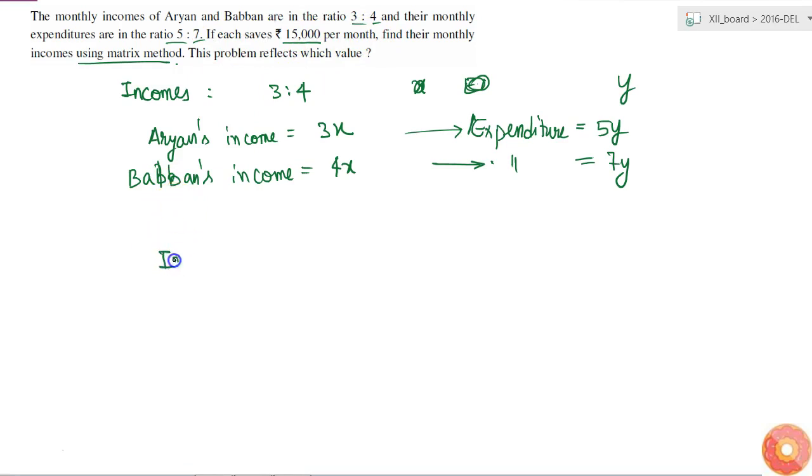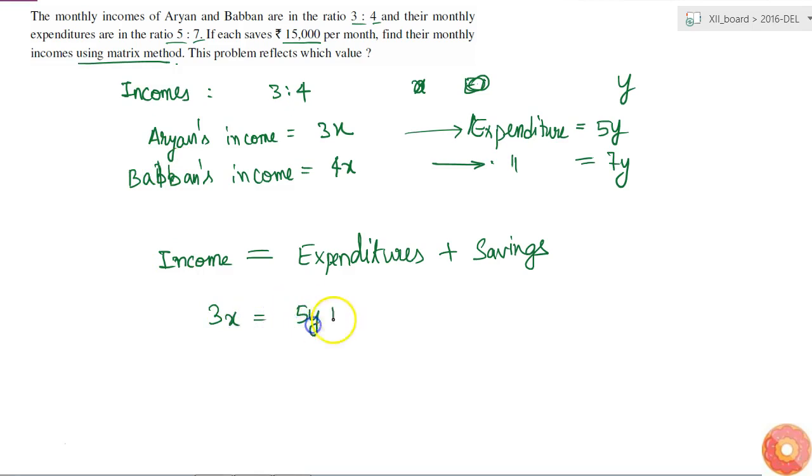You are getting some income. So from that, you can either spend it, which means it goes into expenditures, or the remaining part you will save. Correct? So income is equal to expenditures plus savings, which means that for Aryan's case, 3x is equal to 5y plus 15,000, and for Babban's case it is 4x is equal to 7y plus 15,000. Correct?